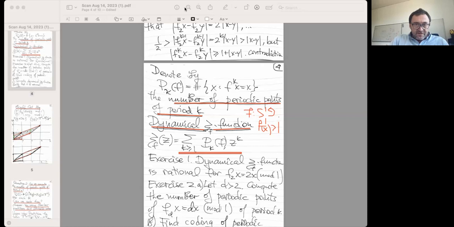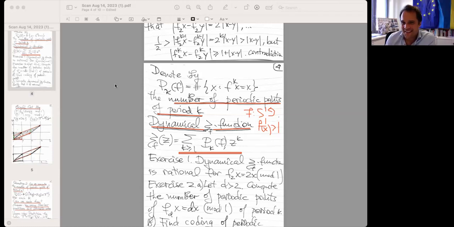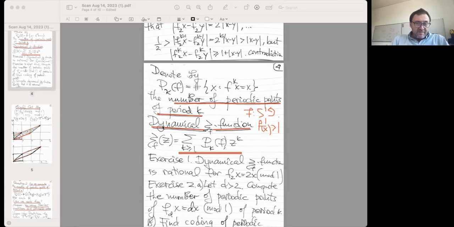So let's see, there was a question. Book. So there is a nice book, Brin and Stuck. Brin and Stuck, and you could find it. Let me show you a cover of this book, Brin and Stuck. Are you obliged to recommend this book, Vadim? No, why? This is the one I like the most.